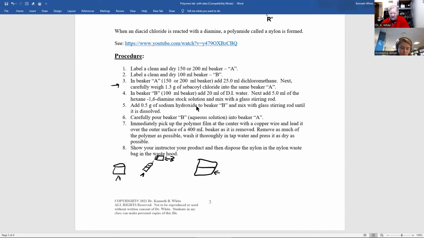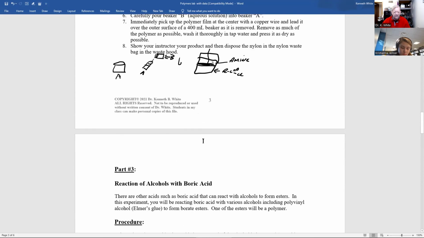This is the acid chloride. And the top layer right here is the amine. And because one is in dichloromethane, the other is in water, they don't automatically mix. And at the interface right here, they react to form nylon. And what you do is you take a hook, which is a wire, and you pull it out and you start wrapping it around a beaker. And it's fun. And again, I wish I could show you this.